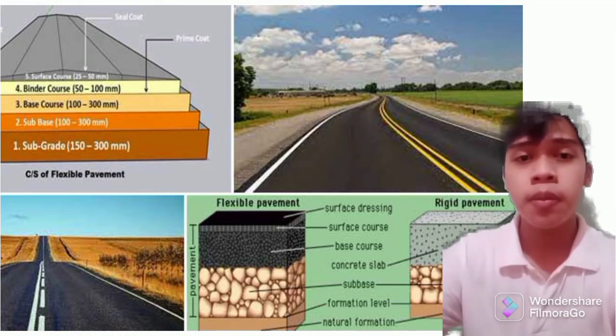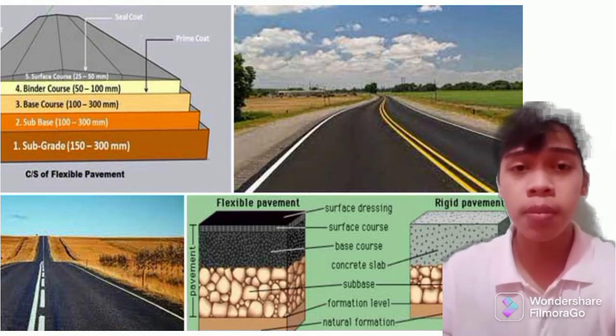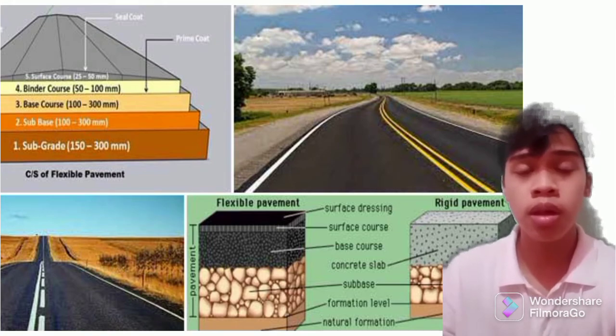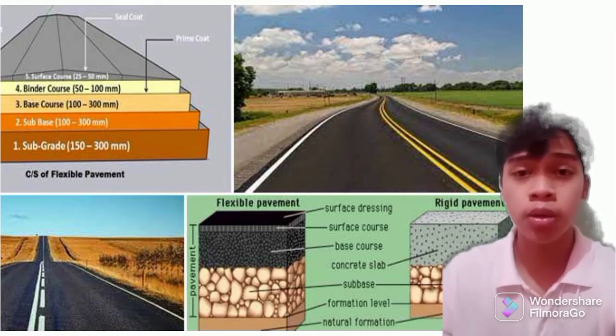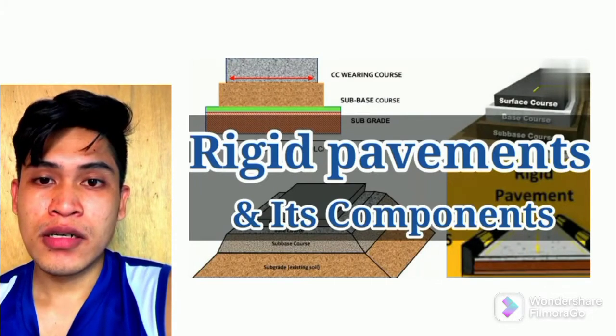While flexible pavements are cheaper to erect and have a higher capacity to expand and contract with temperature variation, hence they do not require expansion joints. Now, let's talk about rigid paving.